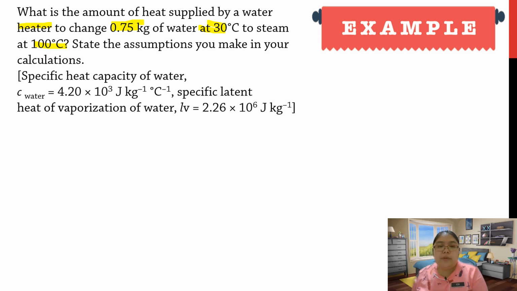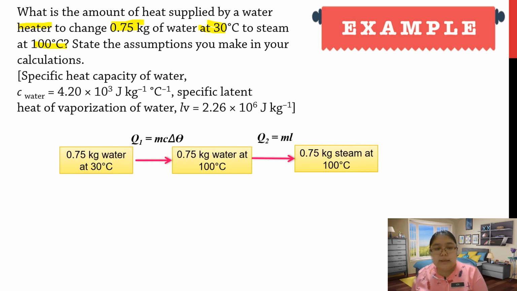From this situation, we need to see two important things. First, the temperature changes. Second, the phase also changes. Can you see they provide the specific heat capacity and also the latent heat of vaporization. So for this concept, we need to use these two, the specific and the latent heat. Now we go and write the equation first.